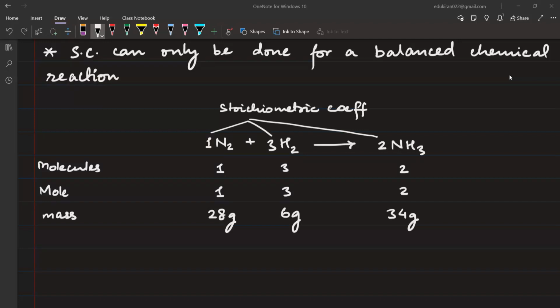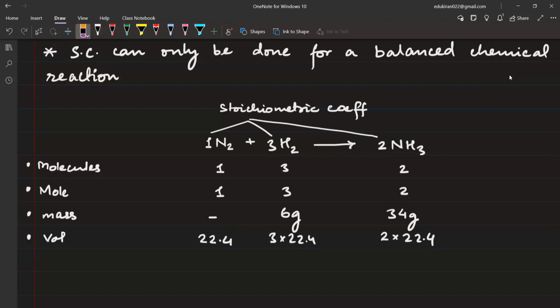Now, this is in terms of mass. But if I talk in terms of volume, what is the volume of 1 mole of N2? It is 22.4 liters. 3 moles will have 3 into 22.4 liters. And for ammonia, I can write 2 into 22.4 liters, because all of these are gases and the molar volume of a gas is 22.4 liters. So we have different ways of looking into reactions. We can talk in terms of molecules, moles, mass, and volume.